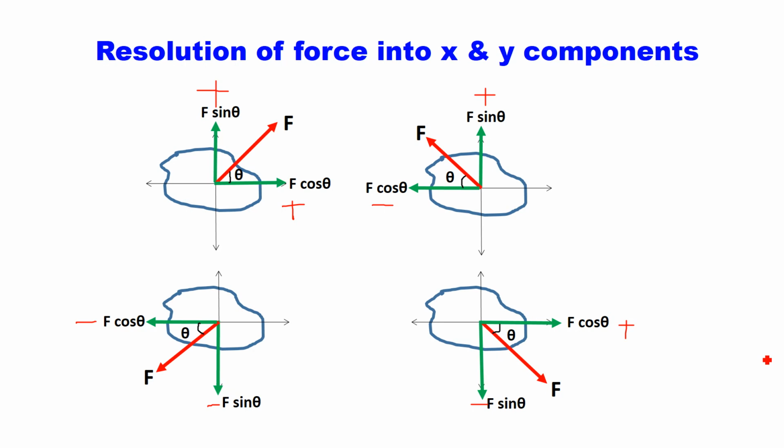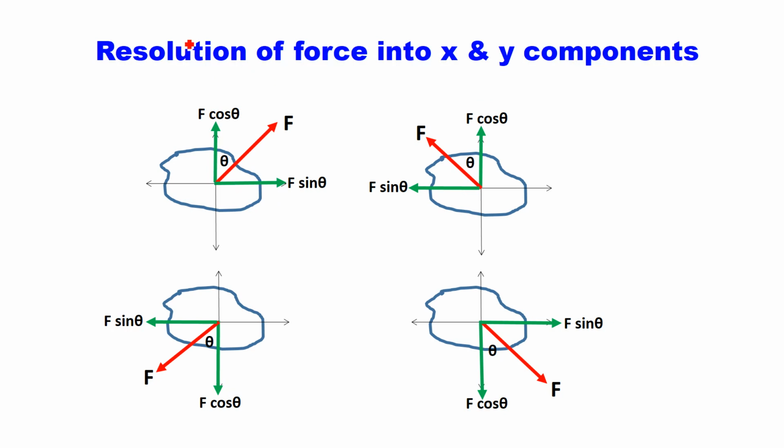In all four cases, the x component is F cos theta and the y component is F sin theta, because in all four cases the angle with respect to the x axis, that is theta, is given. And in the similar case, if the angle with respect to the vertical y axis is given, then the y component is F cos theta and the x component is F sin theta. So F cos theta and F sin theta are interchanged in all four cases. The y component is cos theta and the x component is sin theta, because the angle with respect to the vertical axis is given to us. The signs of the resolved components are the same.